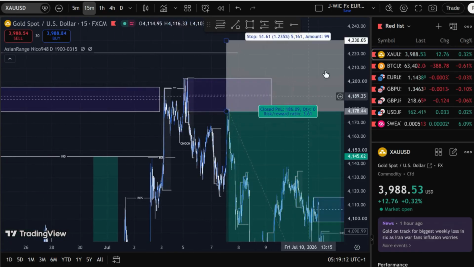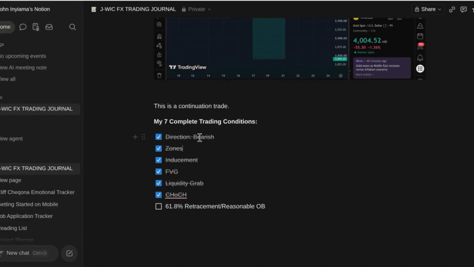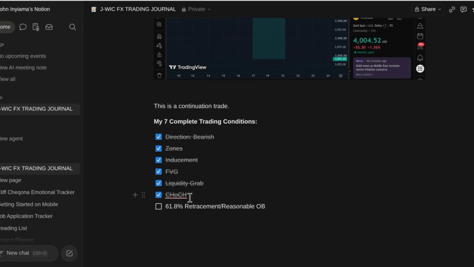So what are the main things there? Inducement. First of all, get the market direction. Very, very important. Get the direction of bias. Get the zone. That zone should have a fair value gap, should have inducement. Then once the market has pulled back to that zone, what you should be looking out for is the liquidity grab. And will that liquidity grab cause a change of structure? Once you are able to spot this causing a change of structure, you know you're already good to go. Just wait for a retracement or use a reasonable order block.